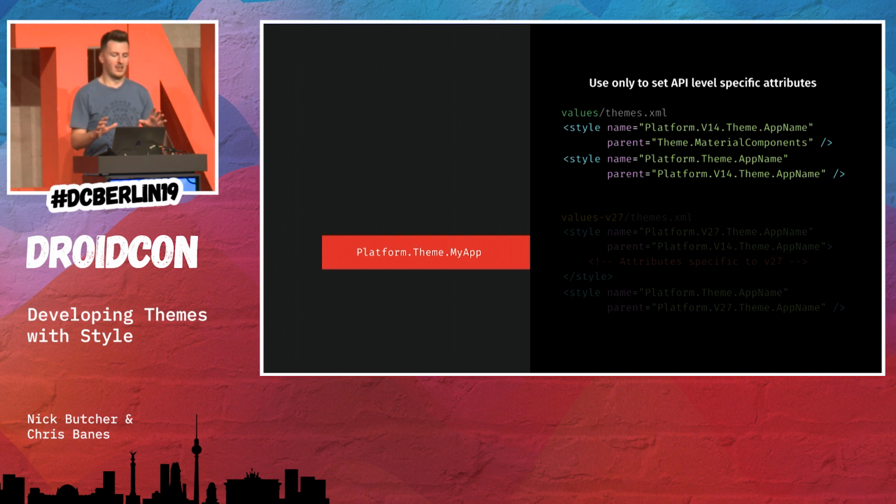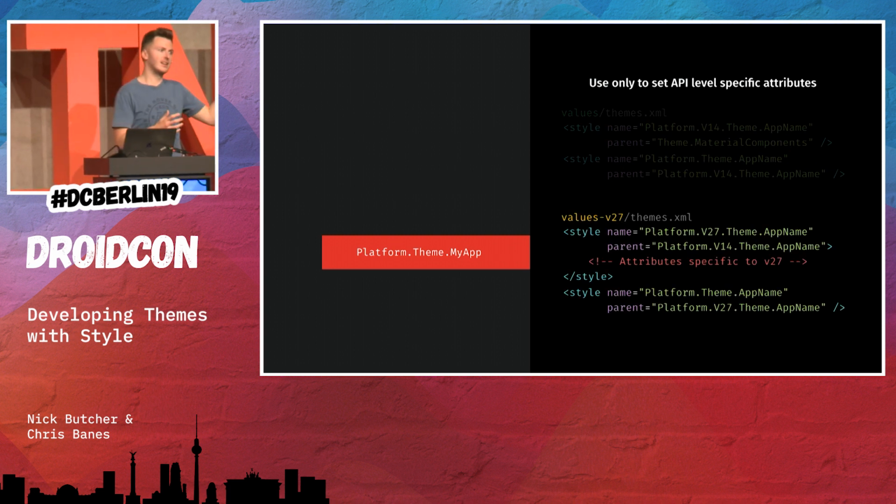So the way I've kind of thought about this is to layer your themes on top of each other. So the bottom layer is going to be called your platform layer. And that contains only API-level specific attributes. So stuff like the window light navigation bar, that is specific to 27 and above. So at our root, we'd have a name which is our min SDK, so v14. And then we're going to create an alias called platform.theme.appName, which points to that.